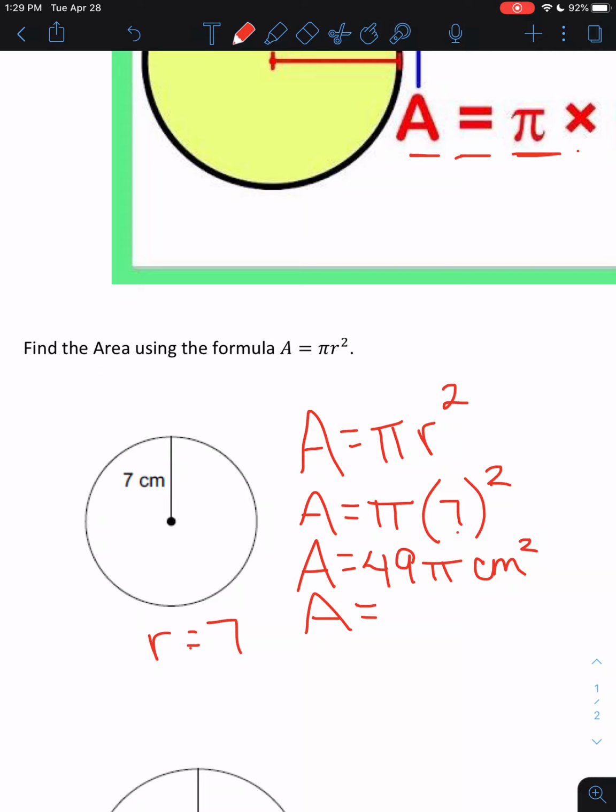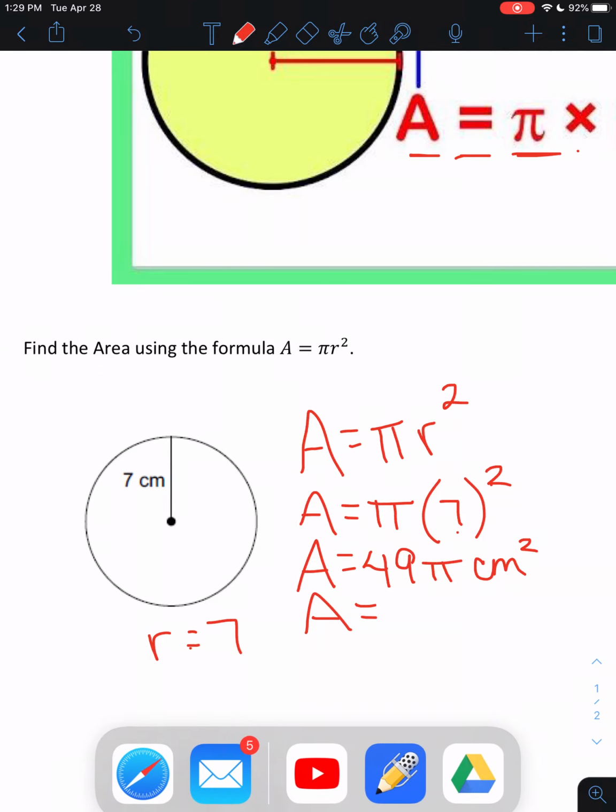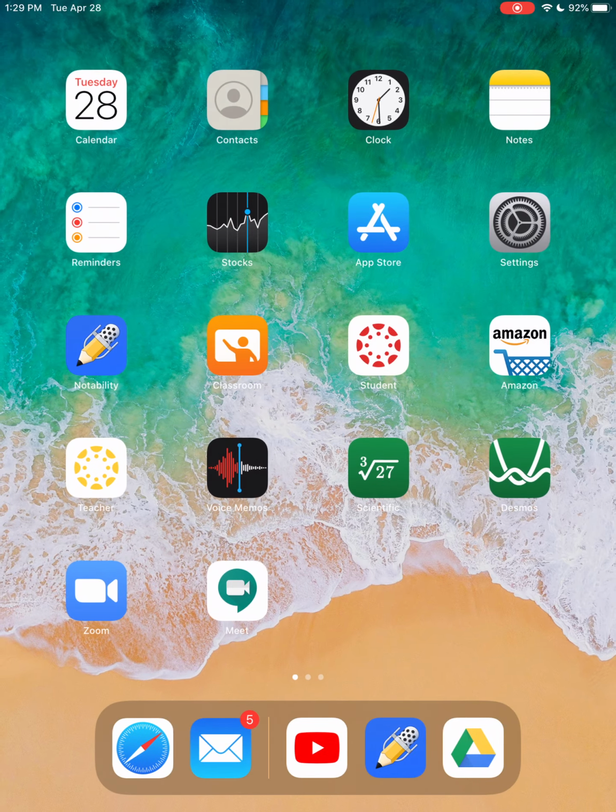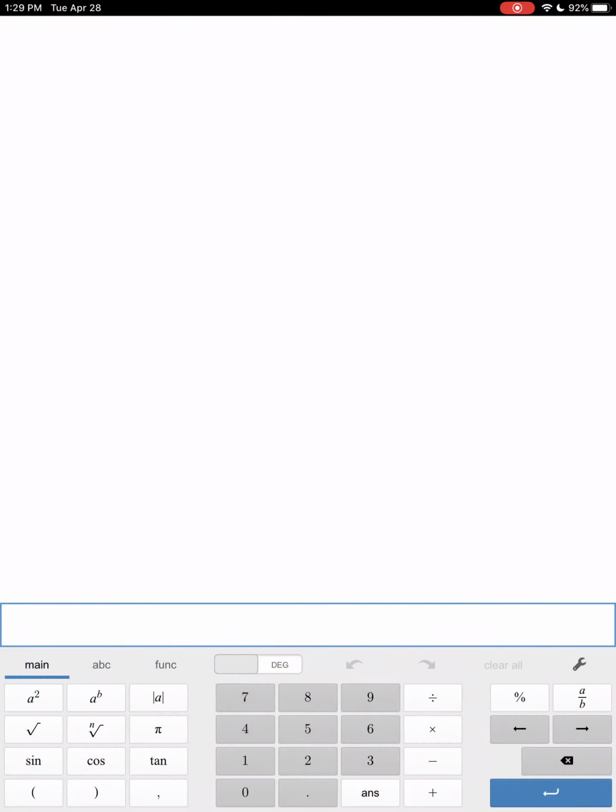To find our approximate answer, we have to take our 49 and multiply it by pi. We're going to use our Desmos calculator. And when we're in the Desmos calculator, we want to make sure that we're using that pi key. So I'm going to do 49 times pi. And that gives me an answer, 153.93804.